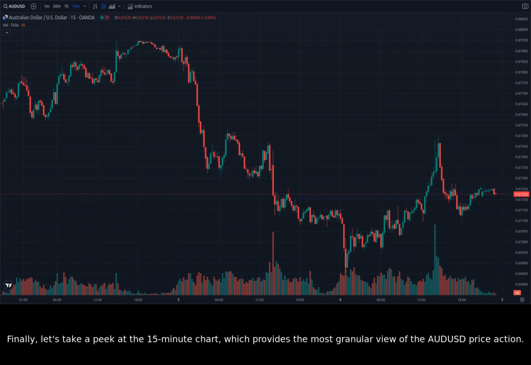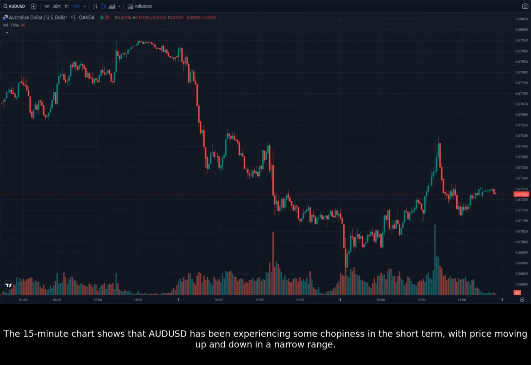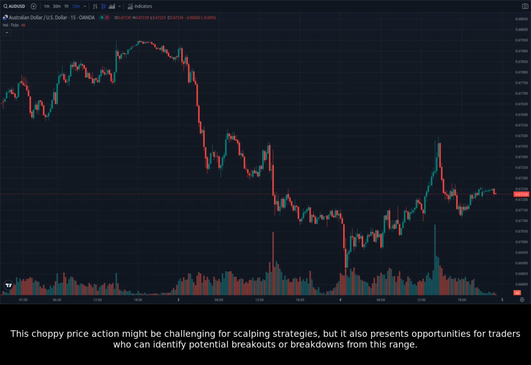Finally, let's take a peek at the 15-minute chart, which provides the most granular view of the AUDUSD price action. The 15-minute chart can help us identify potential entry and exit points for short-term scalpers and day traders. The 15-minute chart shows that AUDUSD has been experiencing some choppiness in the short term, with price moving up and down in a narrow range. This choppy price action might be challenging for scalping strategies, but it also presents opportunities for traders who can identify potential breakouts or breakdowns from this range.